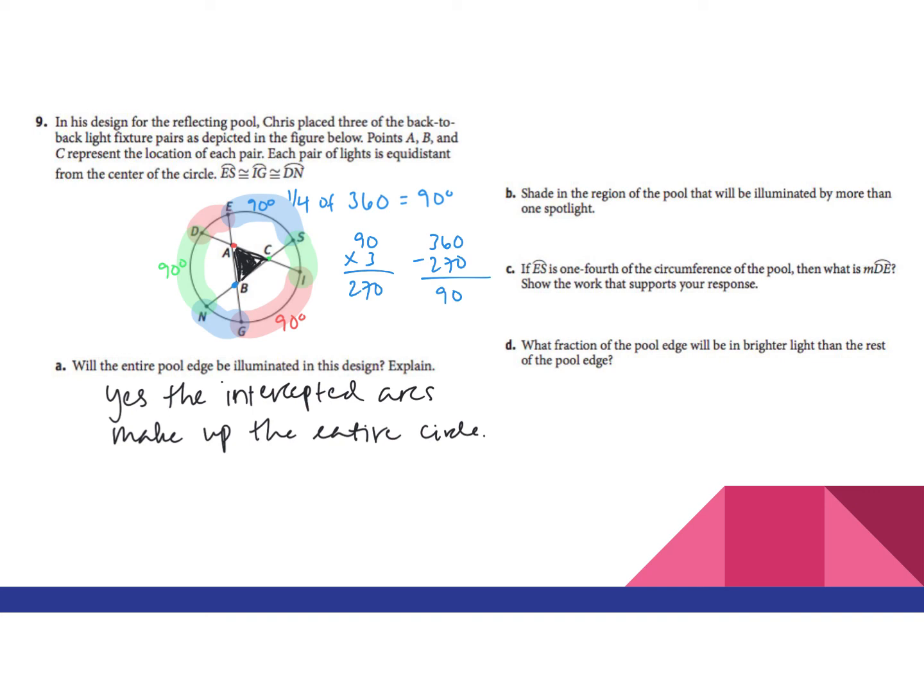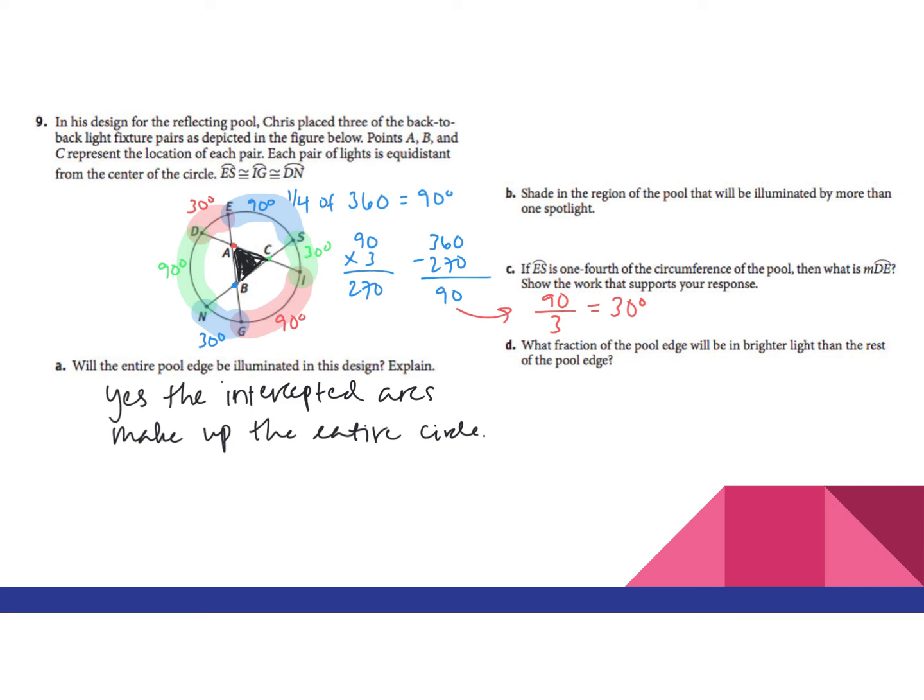So we're taking that 90 degrees from right here and dividing it by 3 to represent arc DE, SI, and NG, because we just want one of those arcs. So lo and behold, we're going to see that each of these smaller, tiny little arcs will be 30 degrees. So to answer the question, what is the measure of arc DE? It will be 30 degrees.